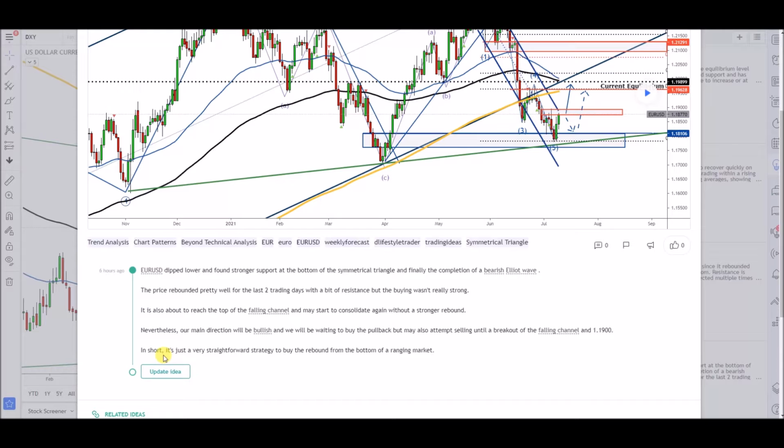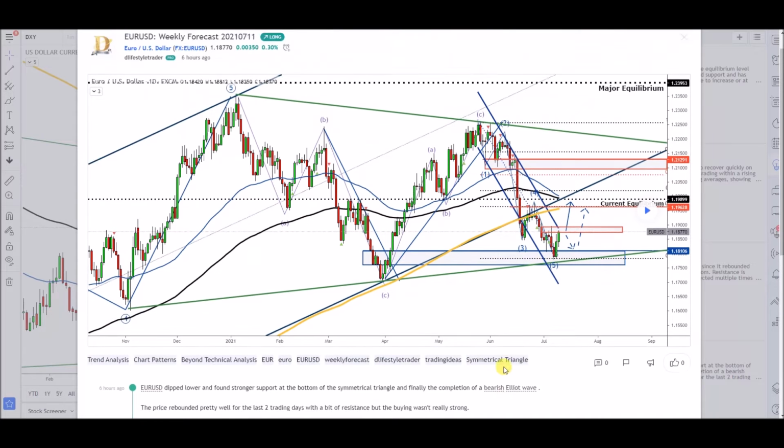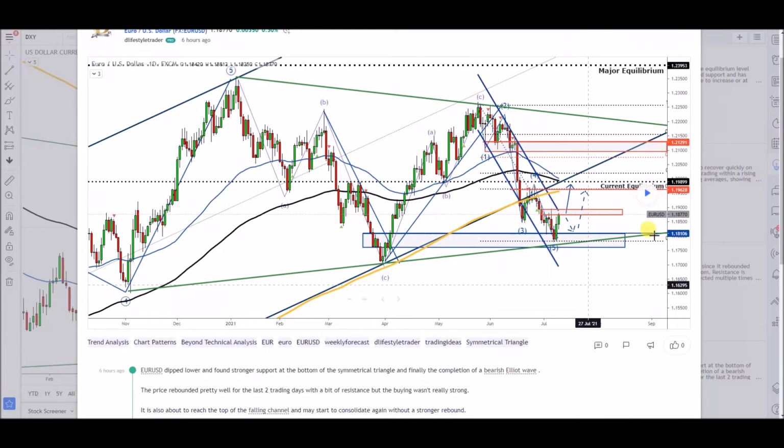In short, it's just a very straightforward strategy to buy the rebound from the bottom of the ranging market. Obviously this level right here at 1.18 or 1.19 is a very important level, because if the price breaks above this area, it essentially means that it broke out of this falling channel. That will help the euro dollar to be more bullish in a sense, and we can definitely look for better buying opportunities from there.